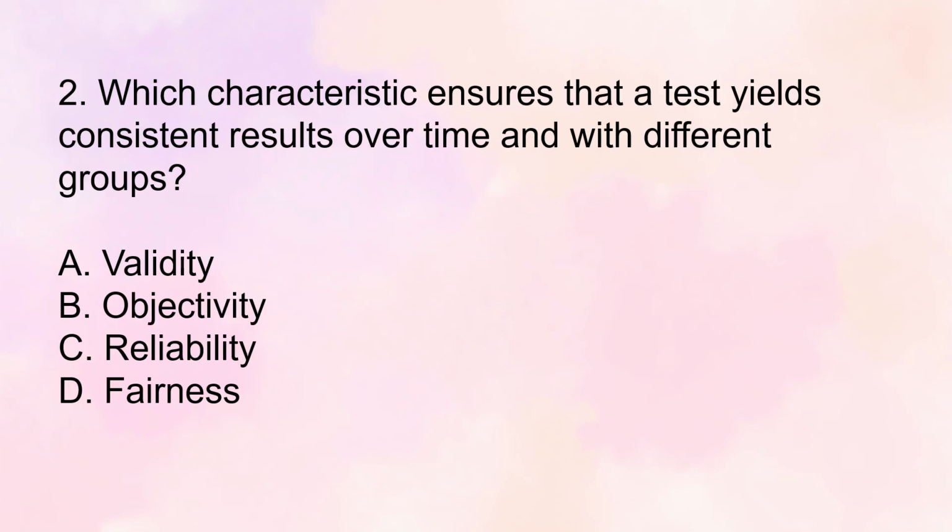Number two, which characteristic ensures that a test yields consistent results over time and with different groups? Letter A, validity. Letter B, objectivity. Letter C, reliability. Or letter D, fairness.